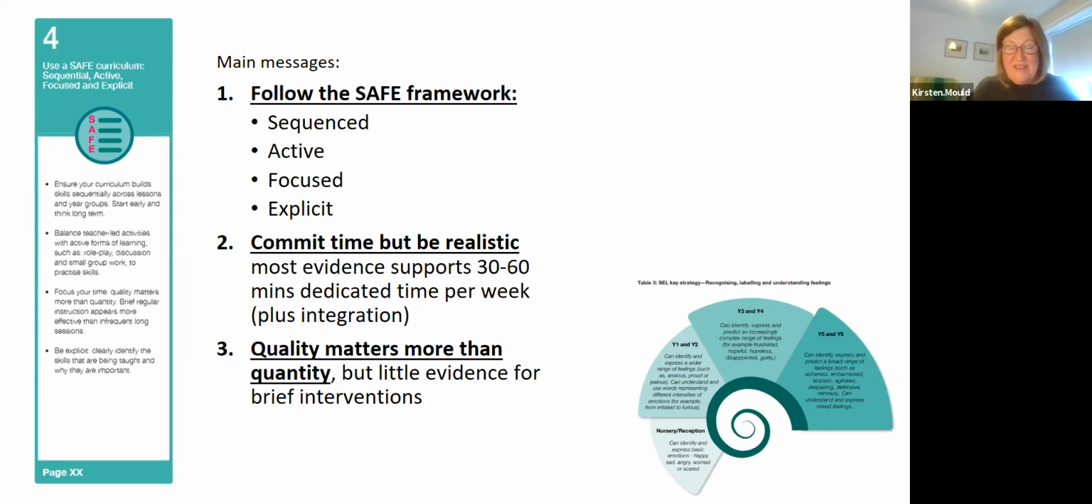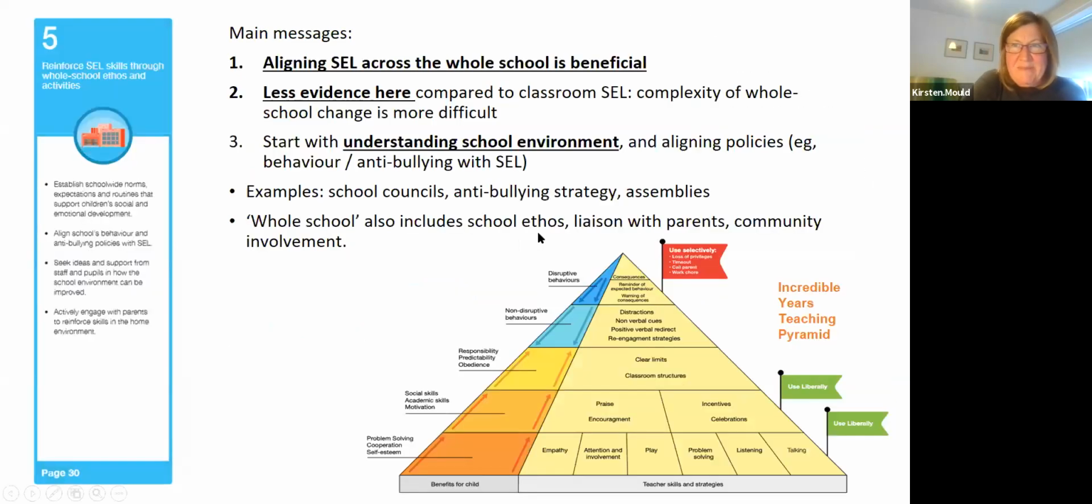So it might well be that you look at some of those programs, you look at the overarching principles that have had a positive effect, but you're building something that is appropriate for your school. And many schools will do that. And the audit tool that I referenced earlier that's on the website will help you through that process to really ensure that's embedded. Then the last 2 recommendations are around whole school implementation. So recommendation 5 is reinforcing SEL skills through a whole school ethos. And there are some questions here.